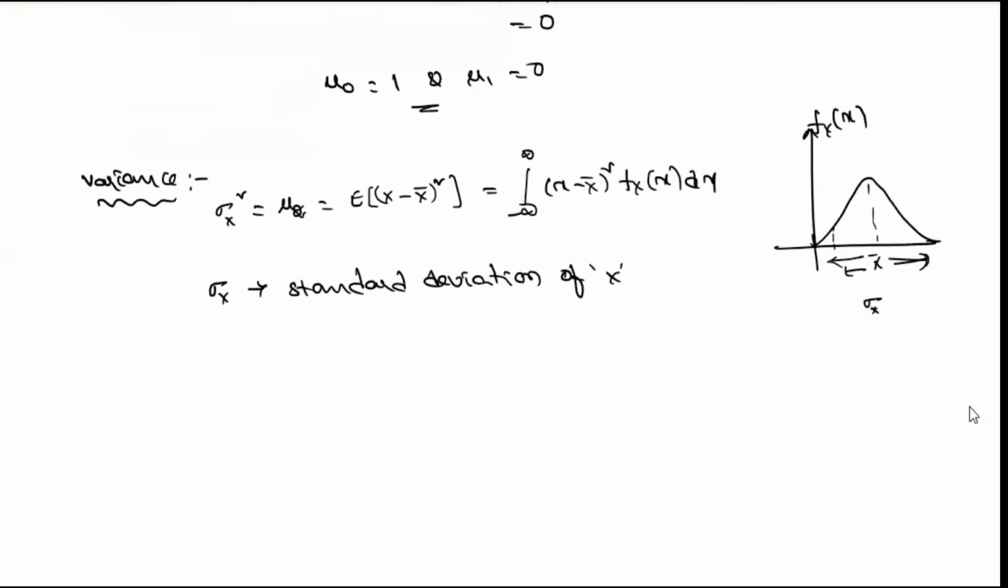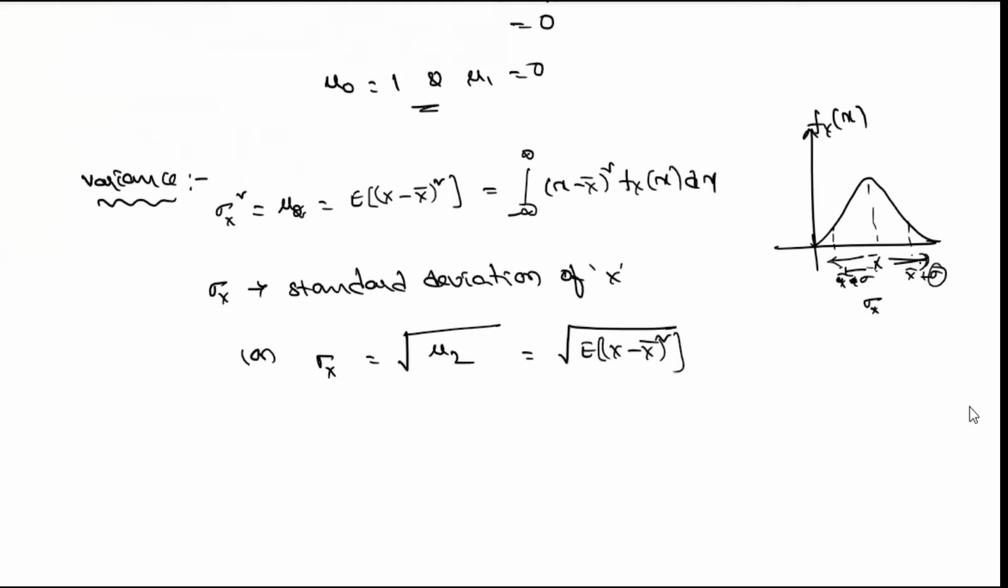So how much it is deviated toward this direction and toward this direction: x bar minus sigma and x bar plus sigma. Sigma is the deviation, how much it is deviated from x bar on either side of the x bar value. I can express this standard deviation as the square root of nu2, or the square root of the expected value of (x minus x bar) whole square.